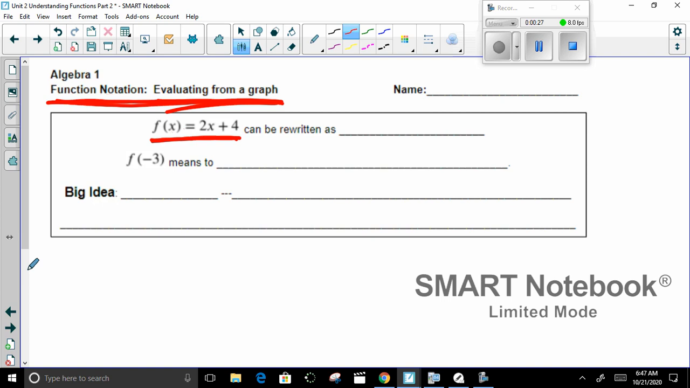All right, so if I'm given the function f of x equals 2x plus 4, how else can that be written? F of x equals y. It's really the same thing as saying y equals 2x plus 4. When they have the f of x there, that's just a fancy way to say y. They're telling you this is a function and this is what the function equals.